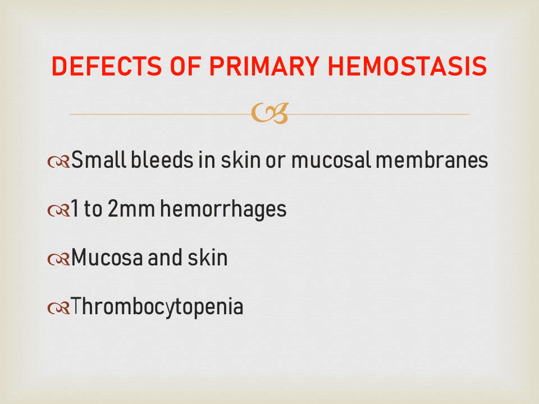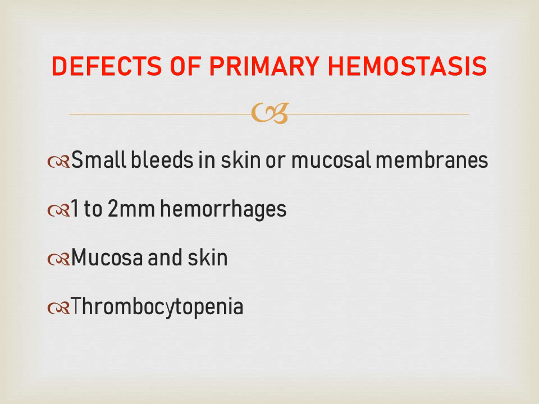If we talk about the defects of the primary hemostasis, they are usually due to some defects in the platelets, or they may be due to the deficiency of the von Willebrand factor resulting in the von Willebrand disease. Defects of the primary hemostasis usually appear as very small, minute hemorrhages that measure 1 to 2 millimeter in size, and these small hemorrhages are called petechiae.